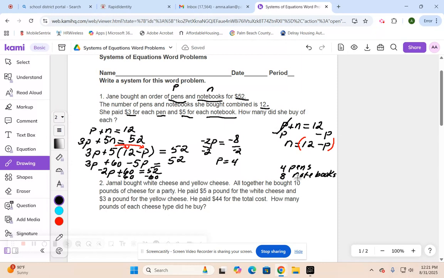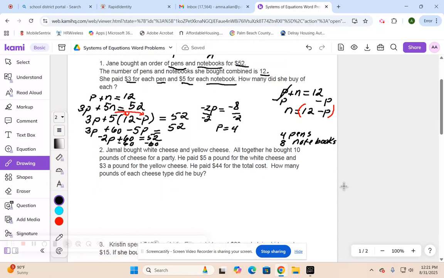And that's it. And you always want to check your answer. Let's just double check. 4 plus 8 is 12. 3 times 4 is 12. Plus 5 times 8 is 40. 40 plus 12 is 52. All right, let's go on to the next one.